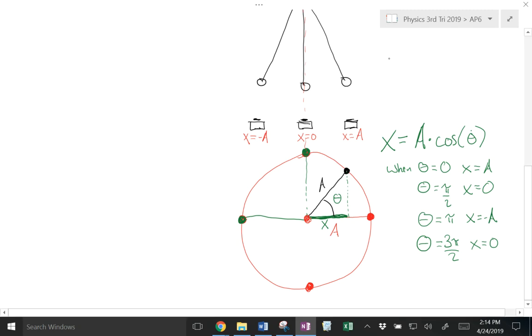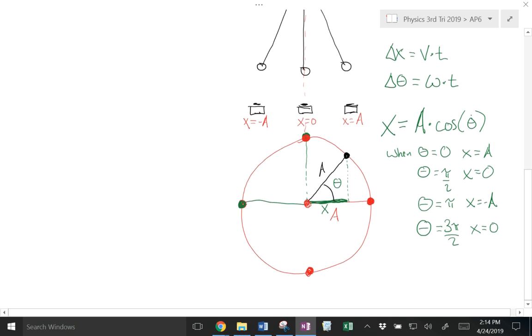So recall from earlier in the year that the linear displacement delta x equals v times t if we've got a constant velocity. And the rotational equivalent would be the angular displacement is equal to omega times t. And so I can turn this into a time-dependent expression for position if I sub this in place of omega. So x equals a times cosine omega t.